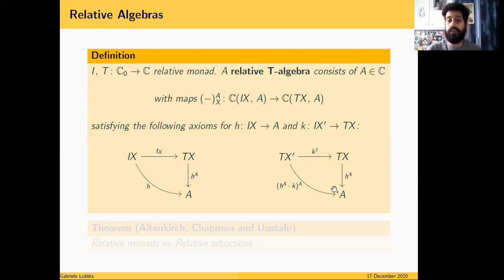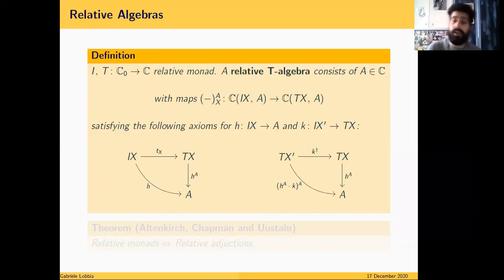And then you have the axiom that will replace the one saying that the action of the algebra has to respect the multiplication in T. And this is the second one, saying that if you have two maps of this type, and then you do these operations, then this triangle will commute.